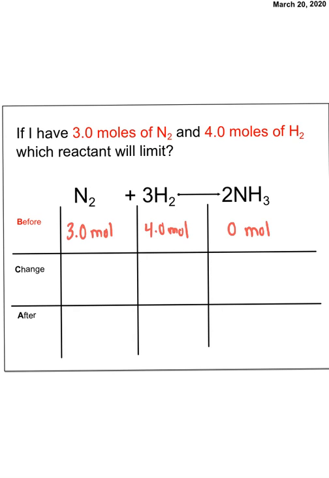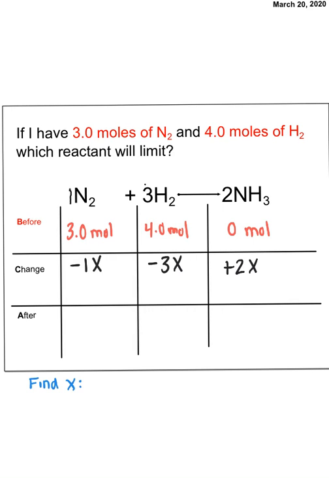We're going to do our change, minus 1x, minus 3x. Remember, these get minus signs because we're using up the reactants, and the 1 comes from the balanced equation, and the 3. And on the product side, we're making this product, so it gets a plus sign, plus 2x. So now, off to the side somewhere, we need to find what x is.